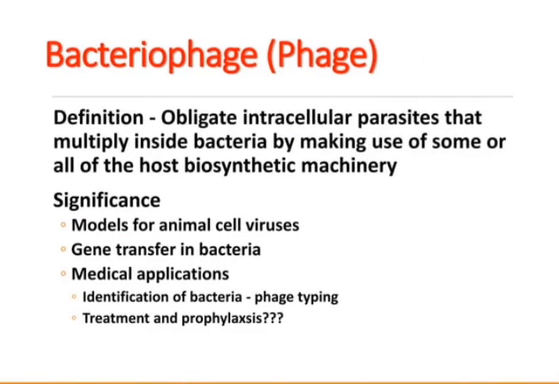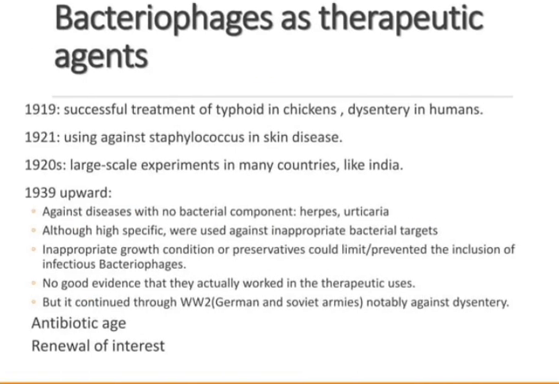Bacteriophage, let us see the definition of it. They are obligate intracellular parasites that multiply inside the bacteria by making use of some or all of the host biosynthetic machinery. Their significance is that they are models for animal cell viruses. They can be used in gene transfer in bacteria. While speaking about the medical application, they are used in the identification of bacteria by phage typing, and they are also used in the treatment and prophylaxis.